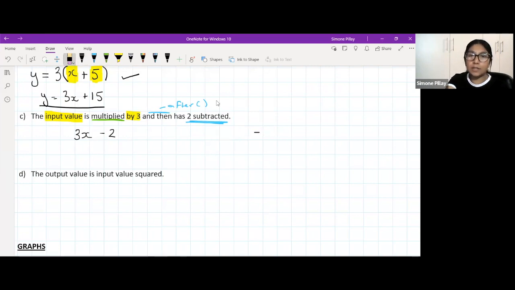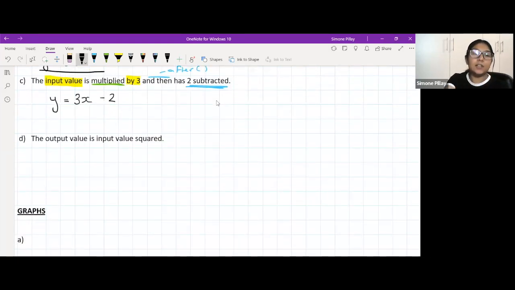Am I done with my equation? What am I missing? I see all your answers in the chat are correct. I'm missing y equals. And the last one tells us my output value. Immediately I'm seeing output value. I know that's a mathematical term. I'm seeing "is". I'm seeing input value. And I'm seeing squared.